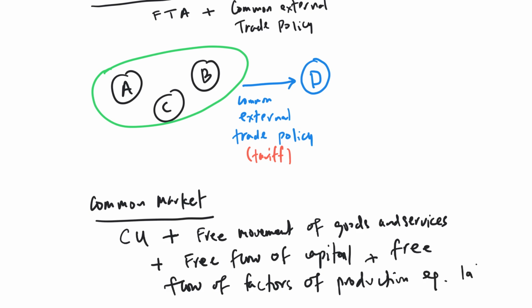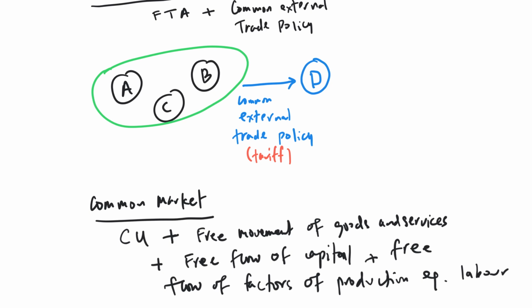Example, labor. If you are part of the common market, a good example is the European Union. If you're part of a common market, for example, an Italian can work in Spain, and a Spanish person can work in Italy. Do they need a work permit? The answer is they don't need any work permit whatsoever. A common market is such that there is a free flow of labor, where people can work in one country or another without restriction.